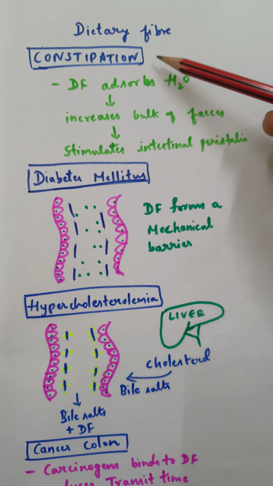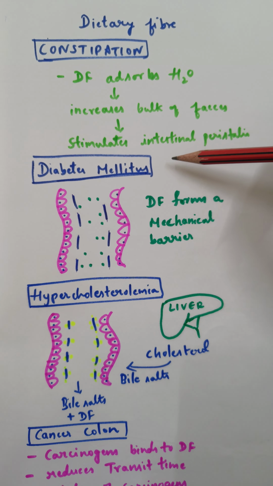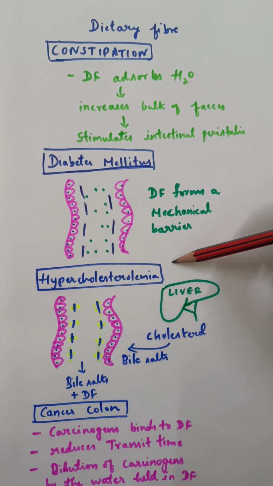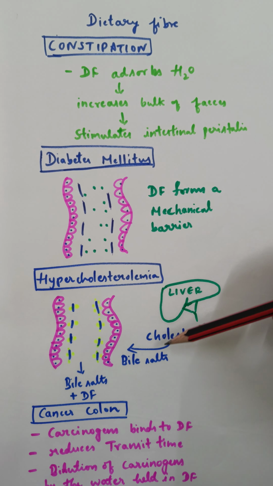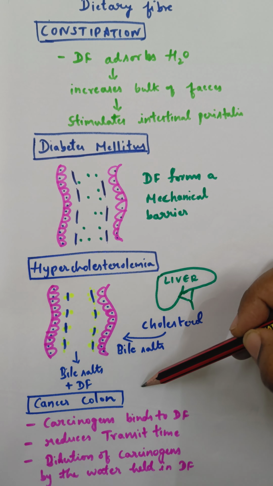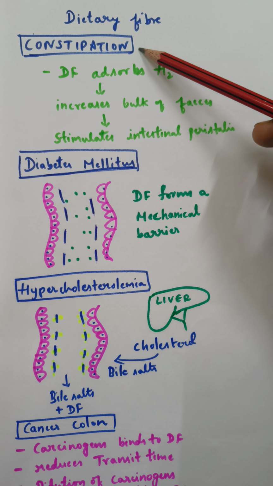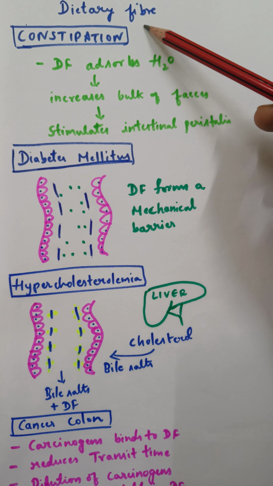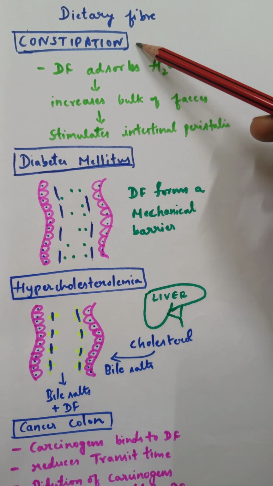Dietary fiber is mainly used to treat constipation, to treat diabetes mellitus, to reduce the blood cholesterol level in hypercholesterolemia patients, and to reduce the incidence of cancer colon. Now, in constipation, what happens is the frequency of passage of stool is reduced.